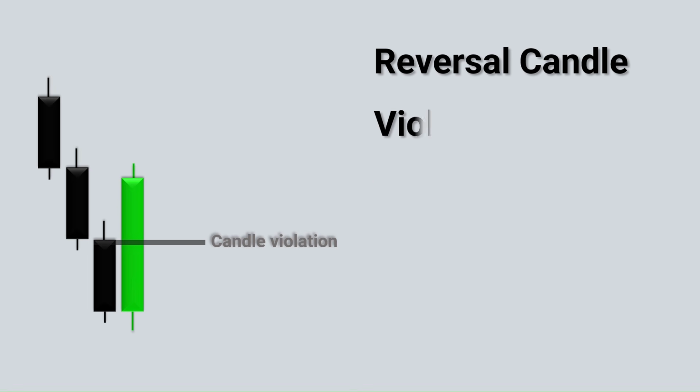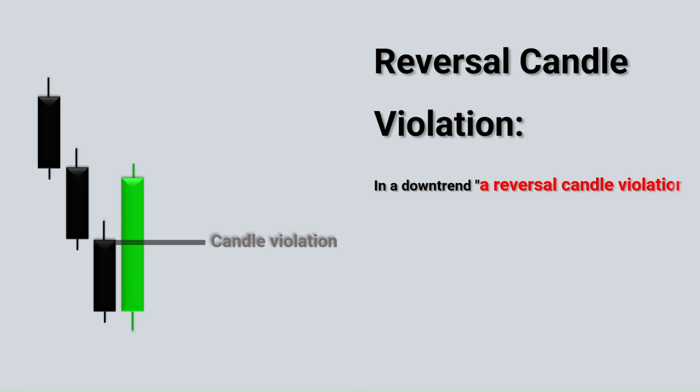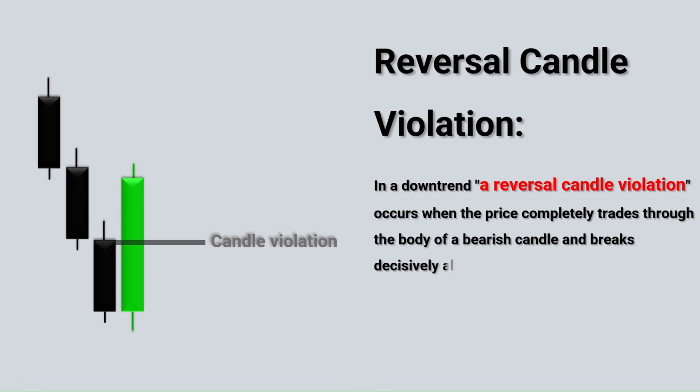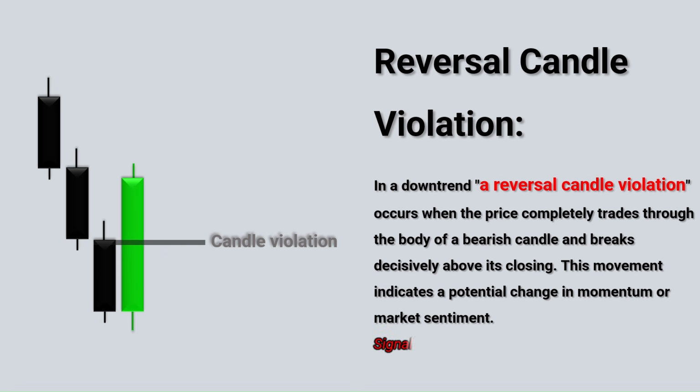In a downtrend, a reversal candle violation occurs when the price completely trades through the body of a bearish candle and breaks decisively above its closing. This movement indicates a potential change in momentum or market sentiment, signaling the trend might shift.